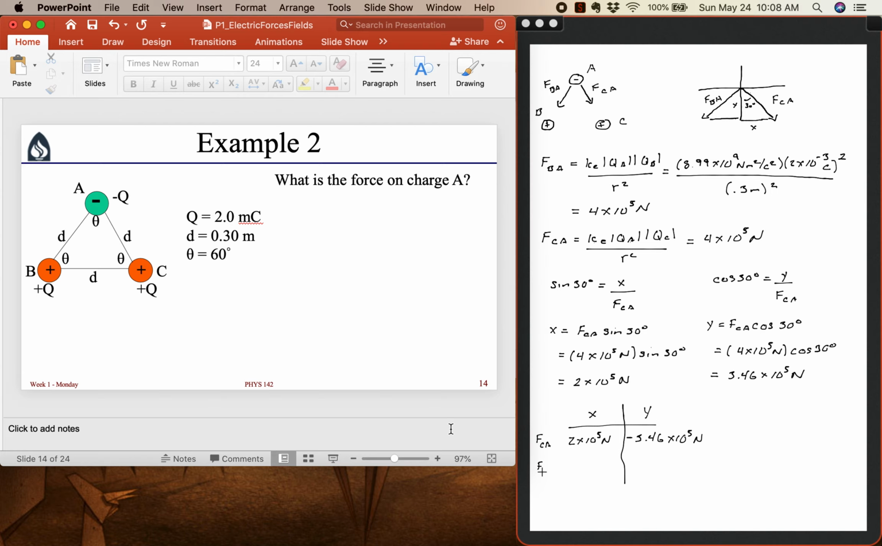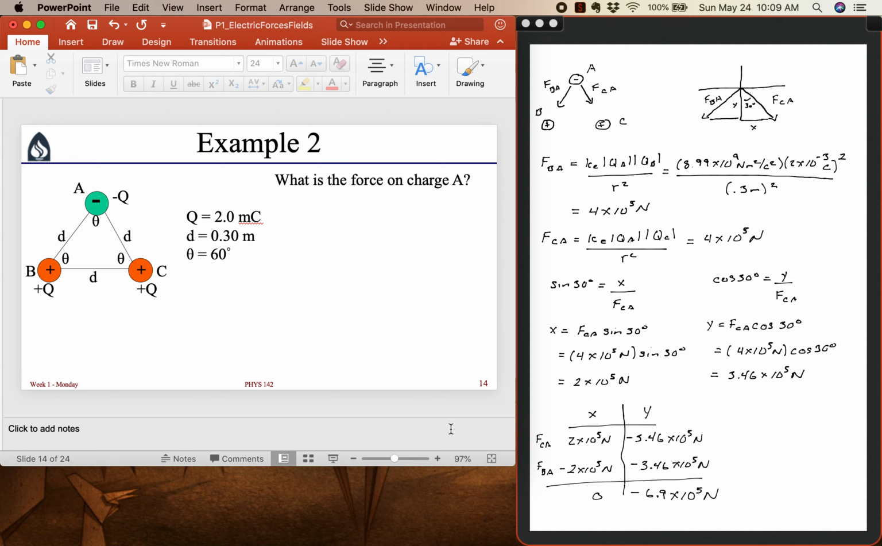So now let's look at FBA. So FBA has the same x component as FCA, it's just in the negative x direction. So this would be negative 2 times 10 to the 5th newtons. And the y components of both vectors are identical. So this is also negative 3.46 times 10 to the 5th newtons. So now if I add these two vectors together, the x components cancel, and for the y components I get a total y component of negative 6.9 times 10 to the 5th newtons.